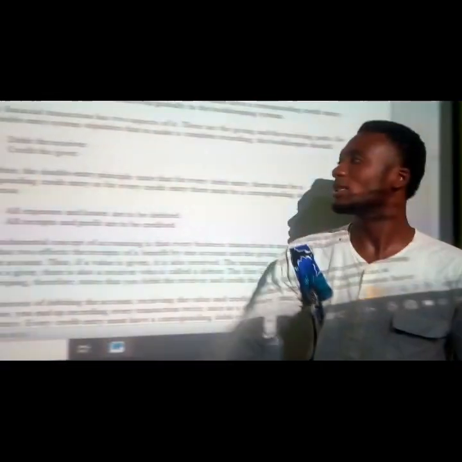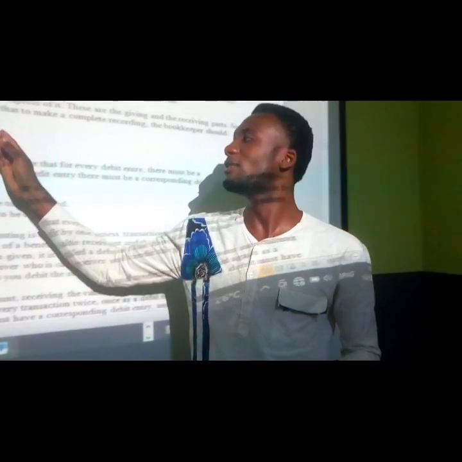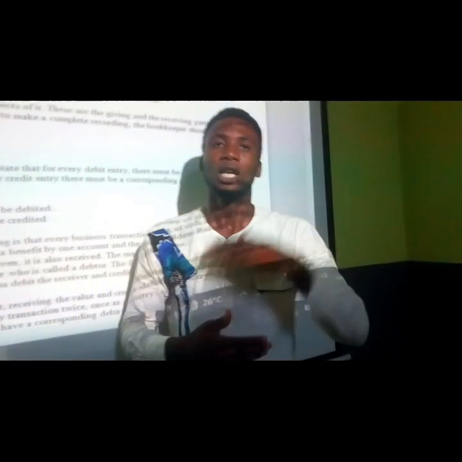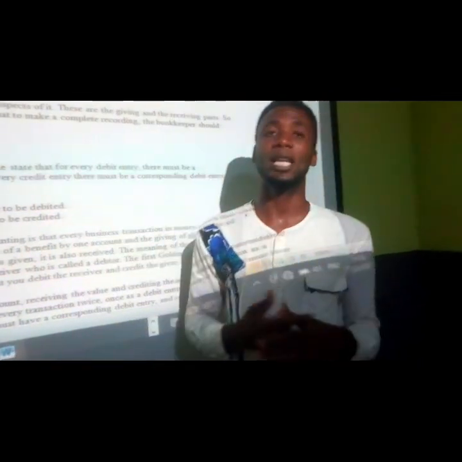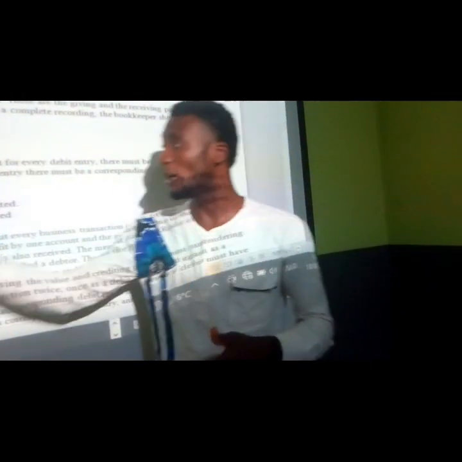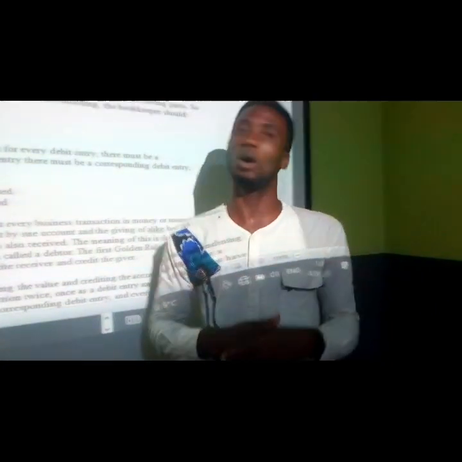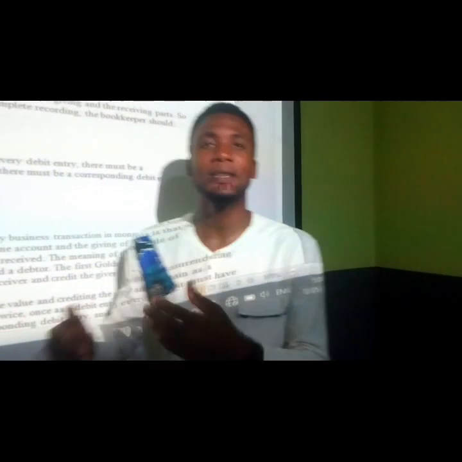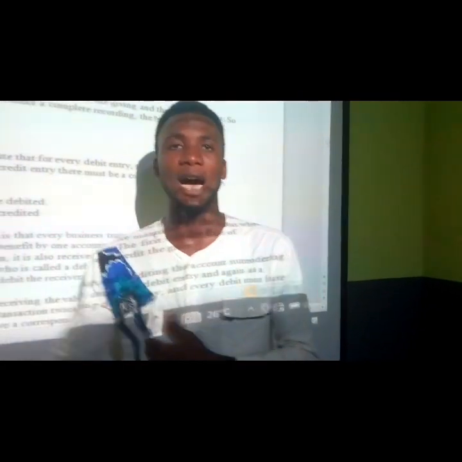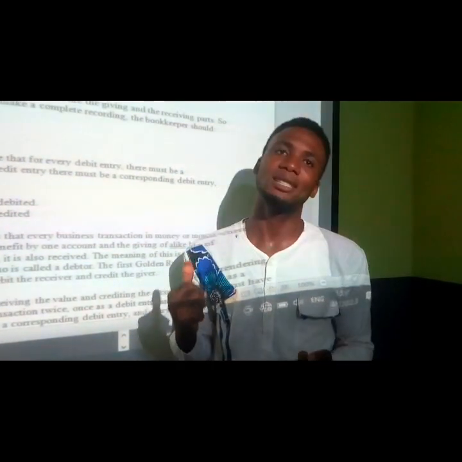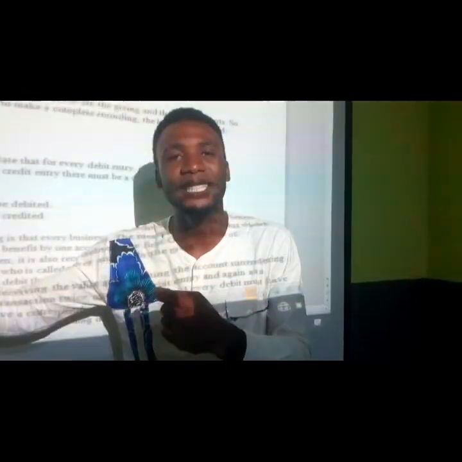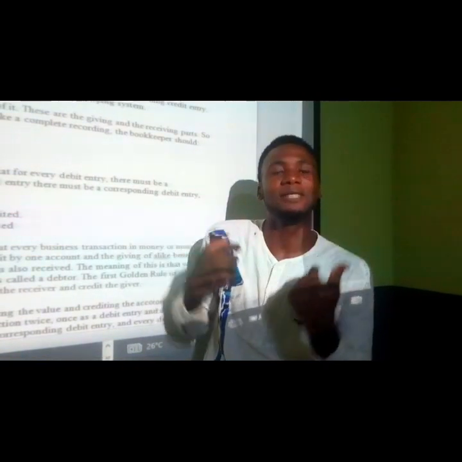That means the giver is the credit and the receiver is the what? The debit. Let me give you an example. Let's say, for instance, you want to go to the market to buy something. You must give out before you receive a return. Are you getting it now? So everything that you give out, we say you are crediting the account of the seller, while you are also receiving the value of what the seller is giving to you.